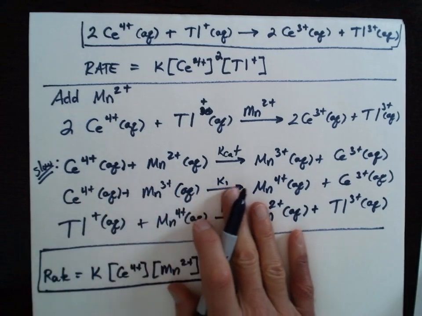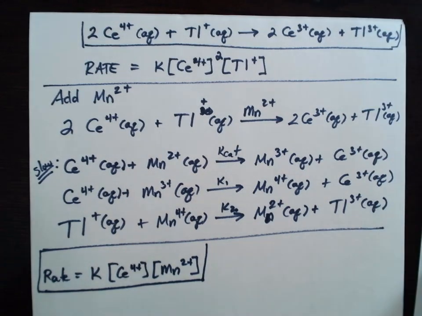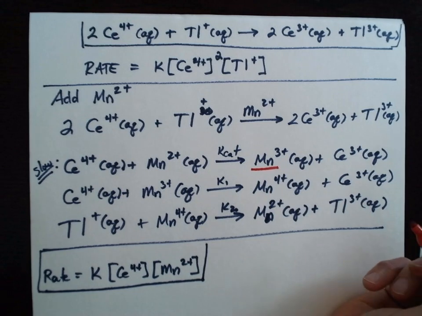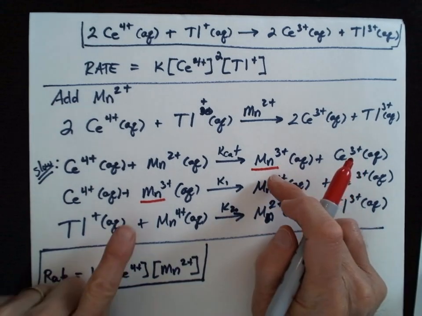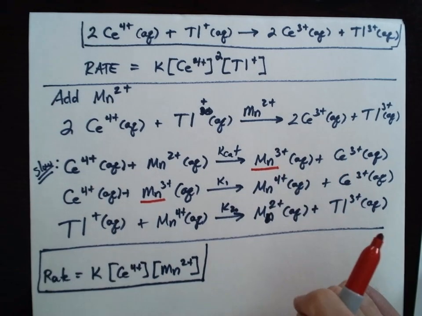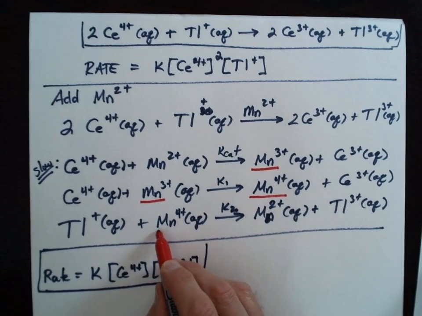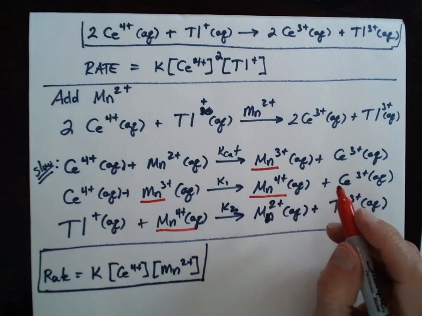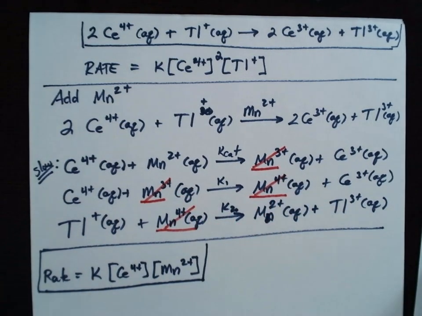And what's nice about this, if you look at this, I'm going to go ahead and underline here in a different color. You can see that manganese 3 is generated in the first step and consumed in the second step. So we would say that manganese 3 is a reactive intermediate. We also see that manganese 4 is generated in the second step, but consumed in the third step. So manganese 4 would be another reactive intermediate. And if we cross these out, we can do that because they don't make any difference in the overall change in the reaction.